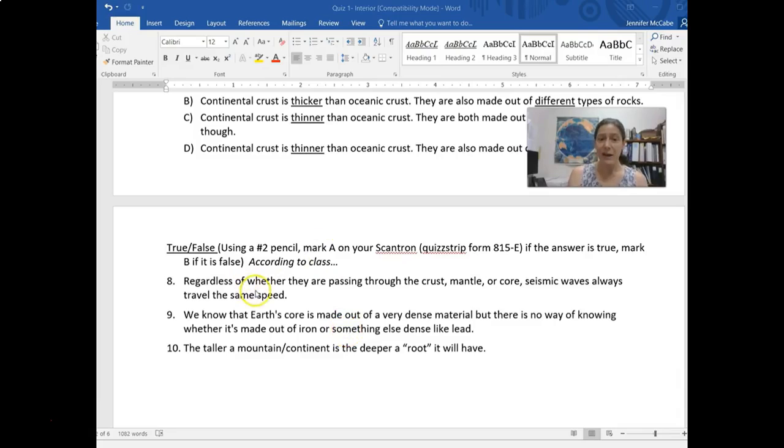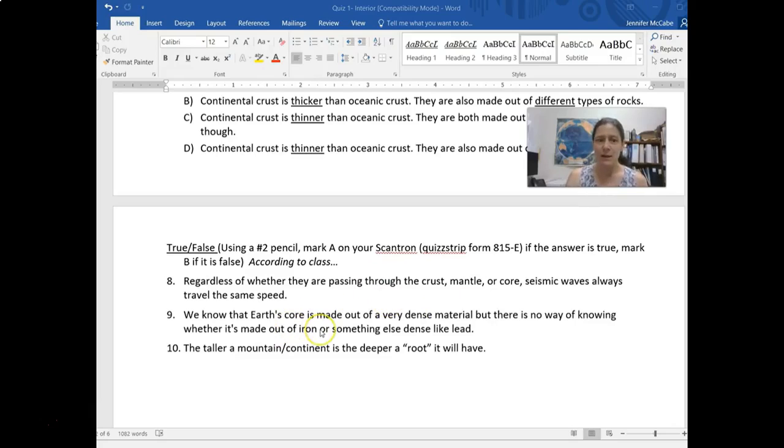And then question number 8, regardless of whether they are passing through the crust, the mantle, or core, seismic waves always travel the same speed. That is false actually for a couple of reasons. What I was hoping you would be thinking about is that we know the difference between the crust and the mantle. We know the MOHO exists because the seismic speeds change. Some of you might also have noticed I talked about seismic waves traveling through the core. And yeah, those S waves, they can't travel through that liquid outer core. So you might have picked up on that. But my point is that the seismic waves, their speeds tell us what they're traveling through. Their speeds change depending on what they're traveling through.